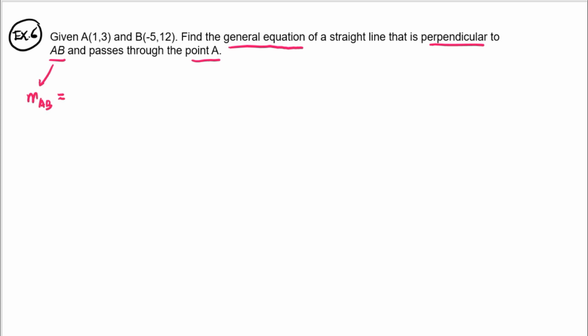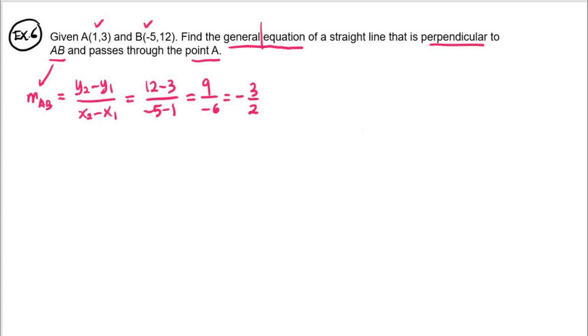So how to find the gradient for AB? We just need to use the formula y2 minus y1 divided by x2 minus x1. So this is A and B. You just need to find 12 minus 3 divided by -5 minus 1. So 12 minus 3 will be 9 divided by -6. Therefore you get -3 over 2. So your gradient for the line connecting points A and B is -3 over 2.